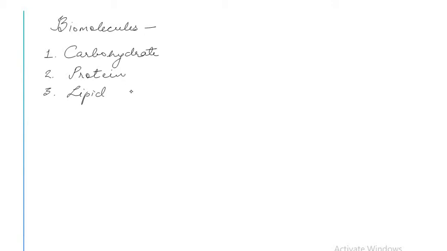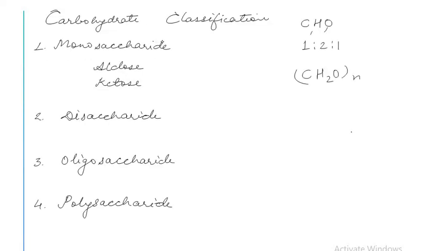Biomolecules are classified into four groups: carbohydrate, protein, lipid, and nucleic acid. Each of these classes has different structure and functions. Carbohydrates are basically carbs that are used for energy and structural support. Breaking down of carbohydrate will give us energy.